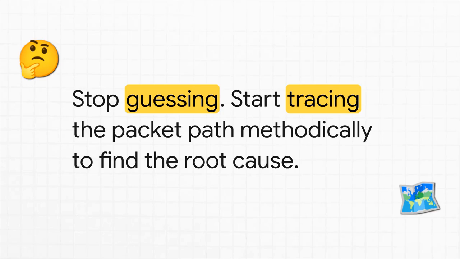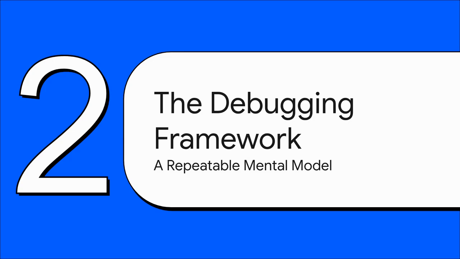Now, the first instinct in these situations, for almost everyone, is to just start guessing. Is it the firewall? Did somebody change a security group? This kind of panicked guesswork is what leads to those really long, painful outages. The key, the absolute key, is to replace that guesswork with a calm, methodical approach. We need a system. And here it is.